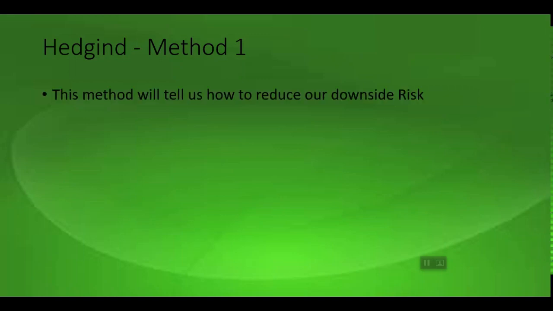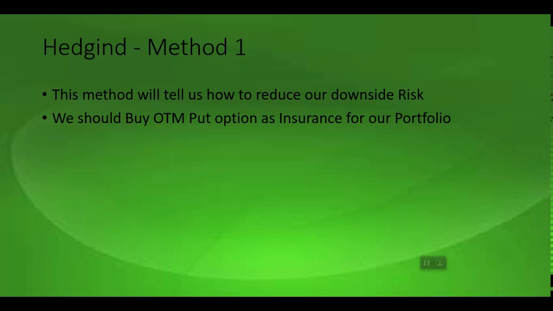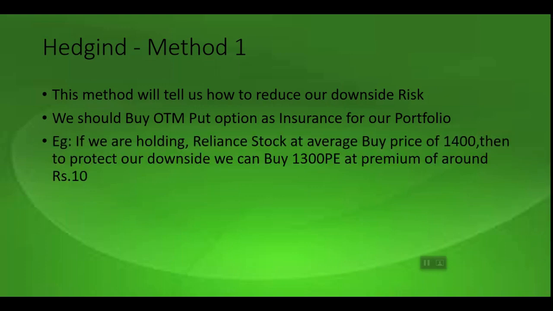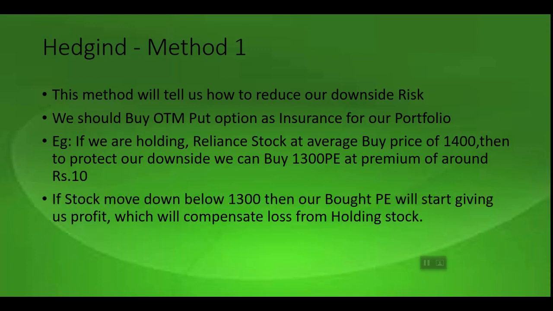Hedging method 1. This method tells us how to reduce our downside risk. To avoid that downside risk, we should buy one out-of-the-money put option as insurance for our portfolio. For example, if you're holding Reliance stock at an average buy price of 1400, then to protect against a downside movement, we can buy the 1300 PE at a premium of around rupees 10. In this case, we'll be paying around rupees 1000 from our pocket to protect our downside. If the stock moves below the 1300 level, then our bought PE will start giving us profit, so that the loss from our holding stock gets compensated by our put options.